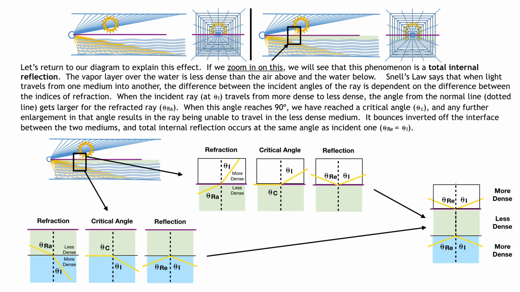So I can take that water and vapor layer example, and I will invert it to become the more dense air layer, colder air, and then the less dense vapor layer below it, and the same phenomenon occurs but inverted. And then I can take these two and stack them together, and I have a more dense, less dense, more dense medium, and we will then place that within our view to see how it is that we are seeing a total internal reflection.